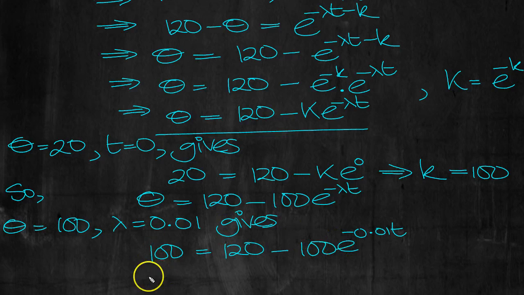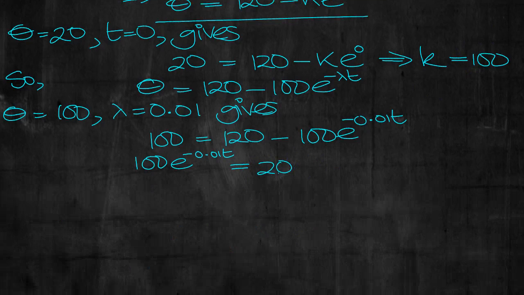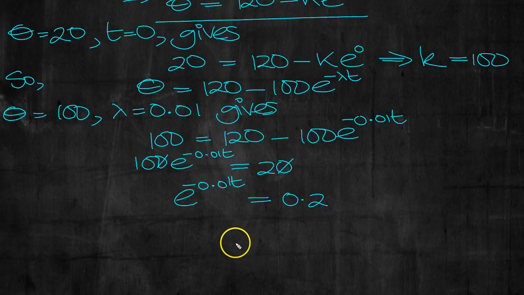Move this over there. So I've moved that across the equals. Move the 100 to minus 100. 120 minus 100 is just 20. Now we can just take that over. So e to the minus 0.01 t is equal to 2 over 10, which is 0.2, isn't it?